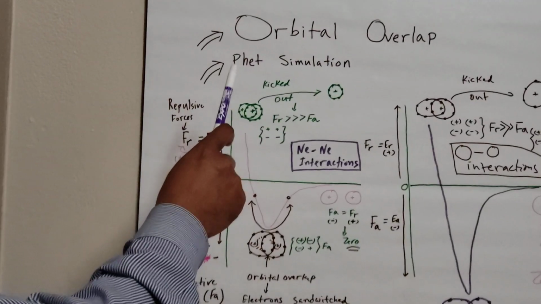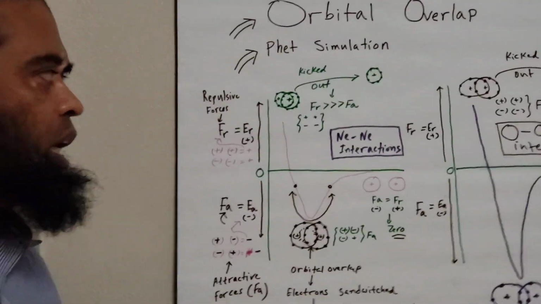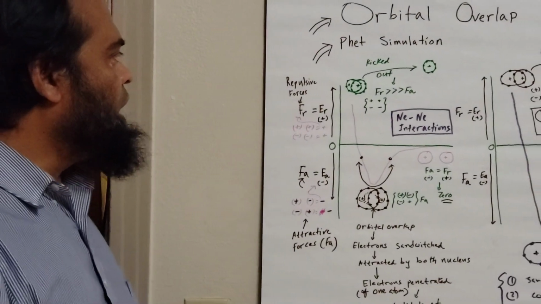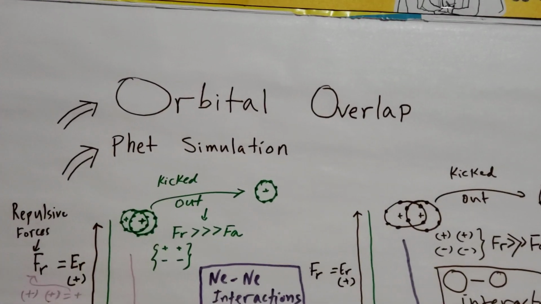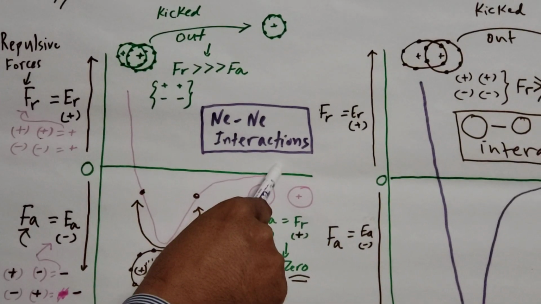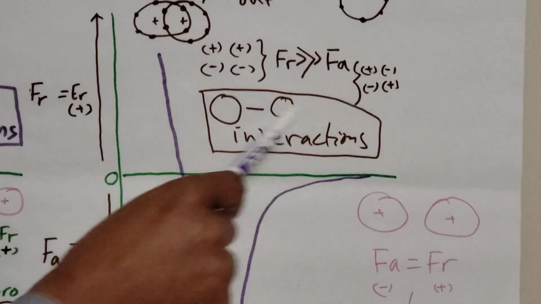Good morning, everybody. This is a clarification video for orbital overlap and chemical bonding. You have already done the simulation, and I asked you to do the neon-neon interaction and also to study the oxygen-oxygen interaction.